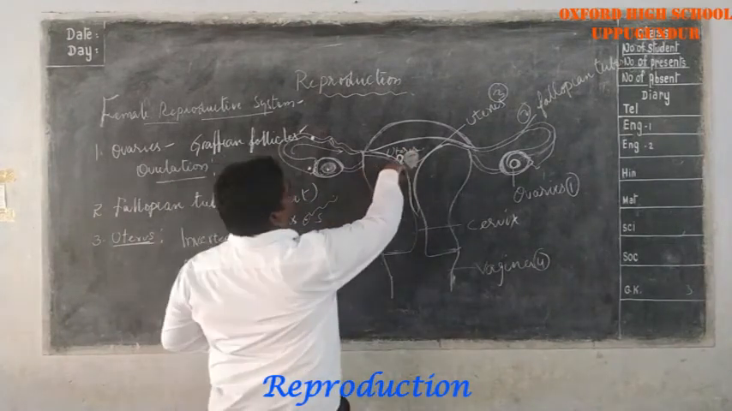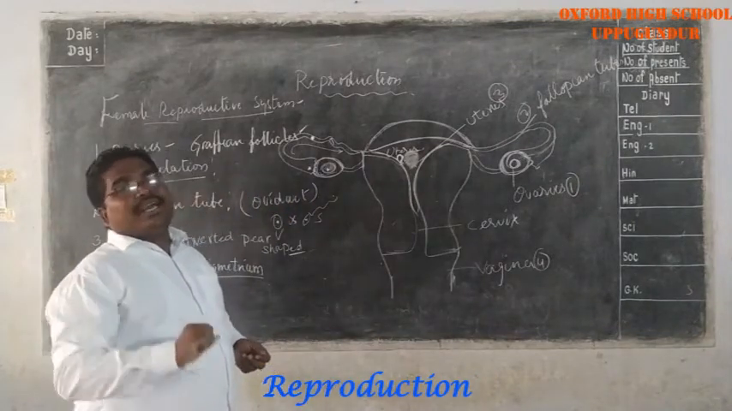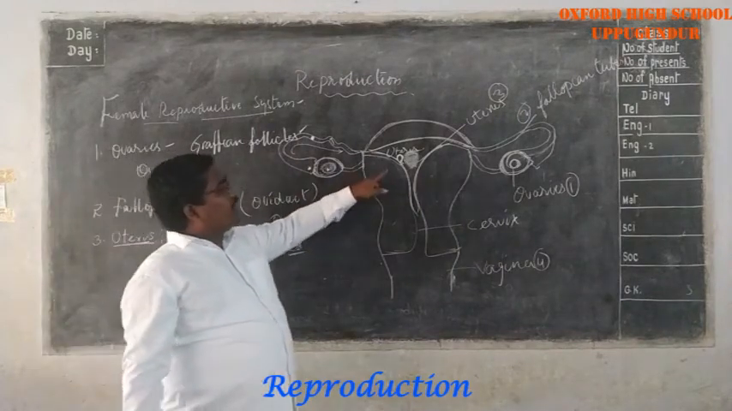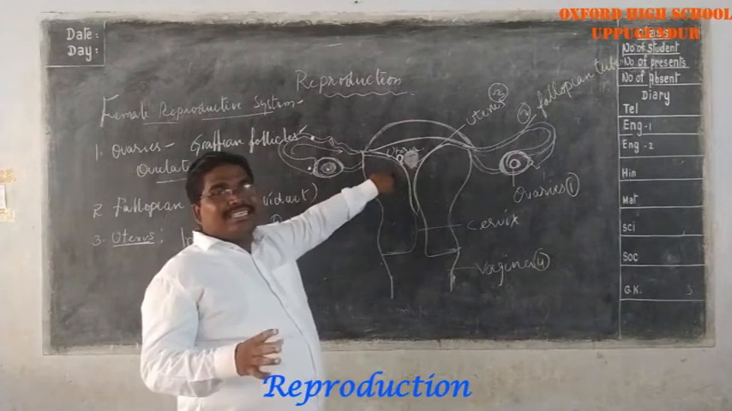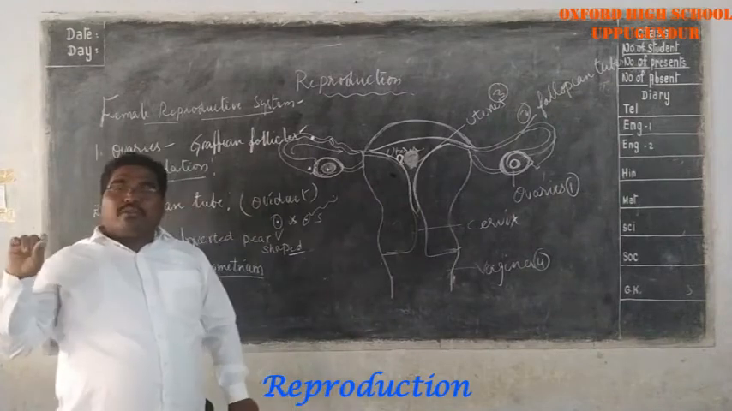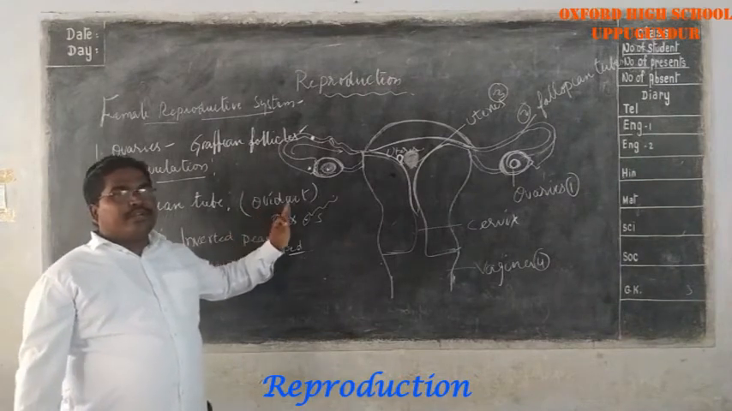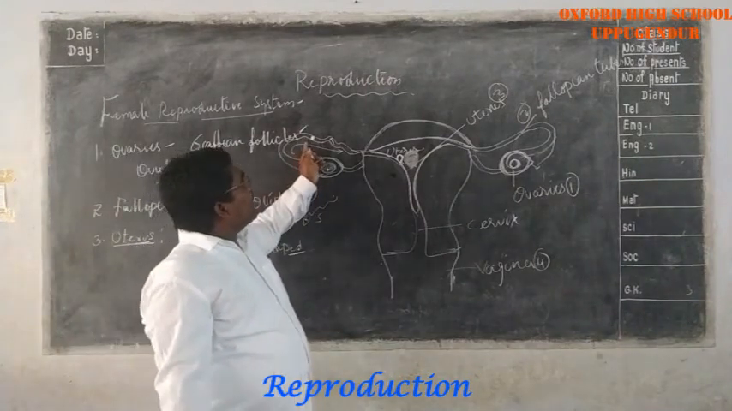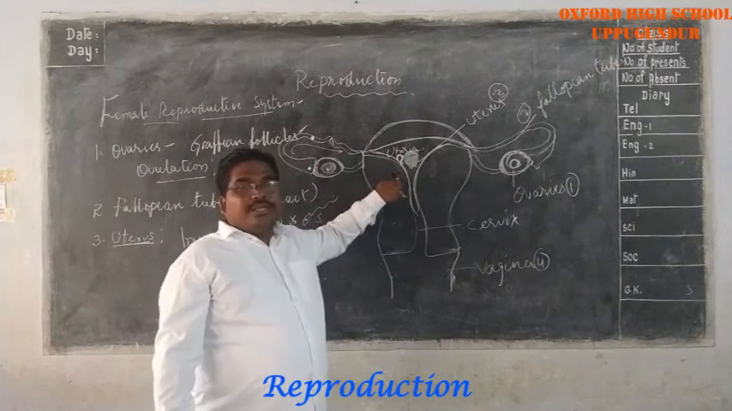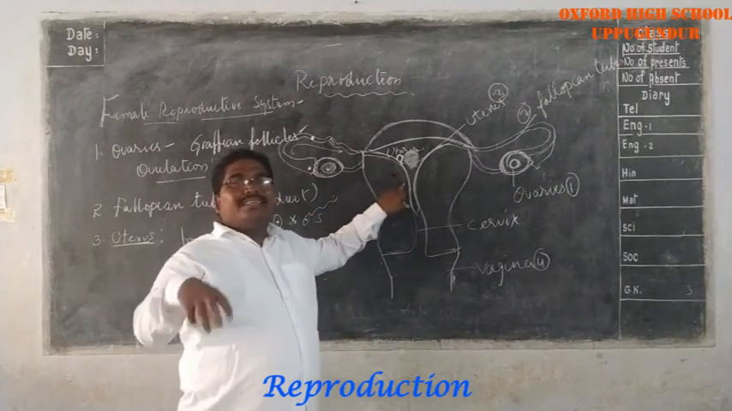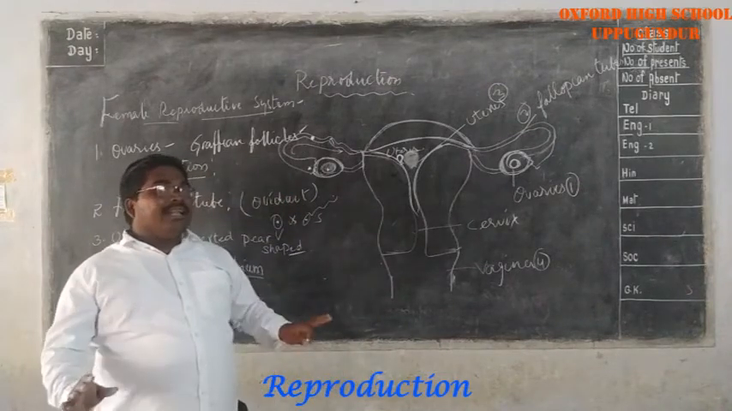Once the embryo enters the uterus, it sinks into the soft tissues of the uterus. Do you understand? The zygote division continues. The ovum in the fallopian tube travels downwards and finally attaches to the tissues of the uterus. Once it attaches, it sinks into the soft tissues of the uterus. Okay, then what has happened?